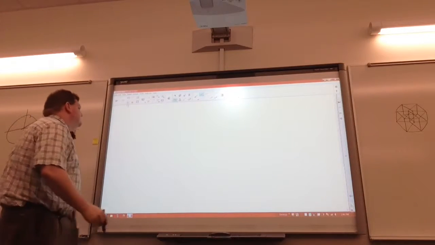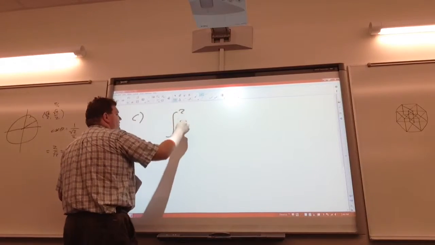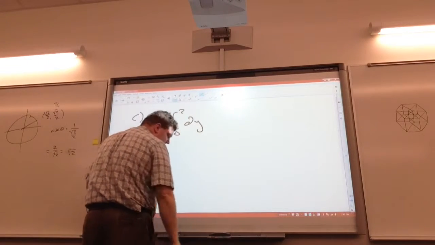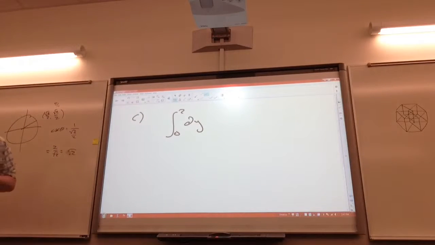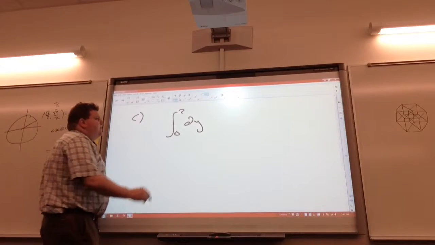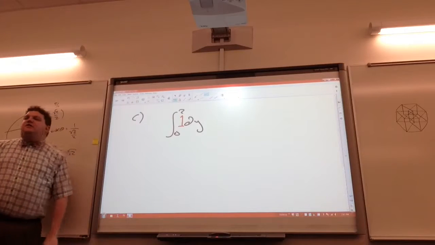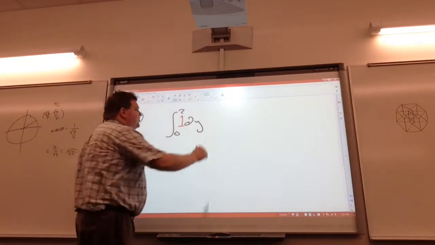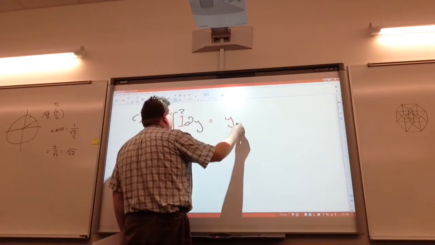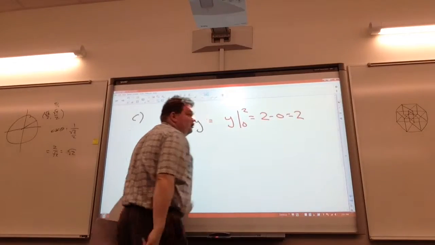Now, number C here. People, for some reason, did not like this one. The integral from 0 to 2 of dy. I've never seen anything like this before. Oh, no, you've seen it. You just don't remember it. One thing you can always do is remember there's a 1 in here. So this is actually just the antiderivative of 1 with respect to y. So this should come out to be y from 0 to 2, which would be 2 minus 0, which is 2.